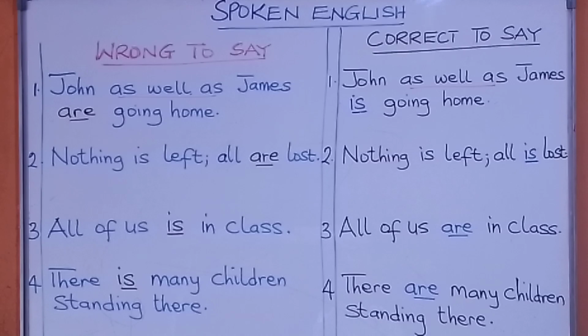Before we conclude, let me remind you of some keynotes we said. We said two singular nouns joined by "as well as" require the verb to be singular. I also told you that "all", meaning everything, takes a singular verb. All is well. All is okay. But "all", meaning everybody, takes a plural verb. All of us are here.